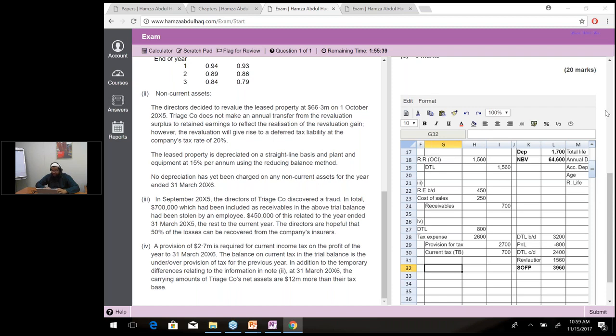So the 2400 does not include the impact of the revaluation, because the question has said that this is in addition to the temporary difference in note 2. Note 2 was about revaluation. So this 2400 is other than the revaluation.